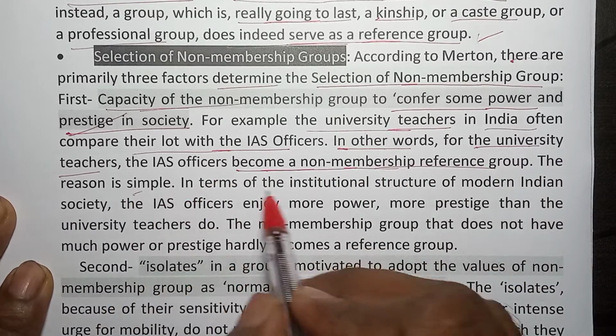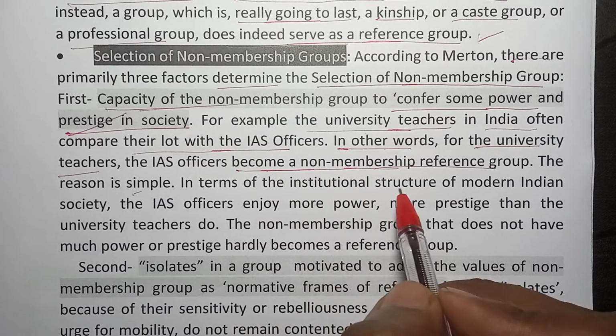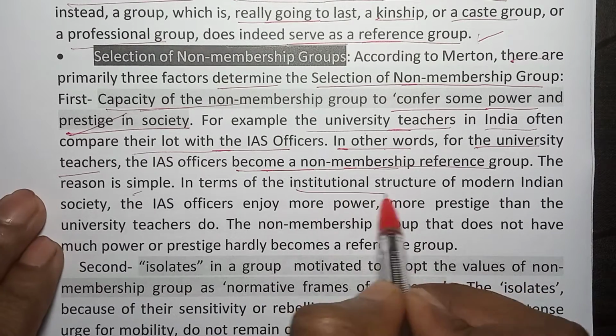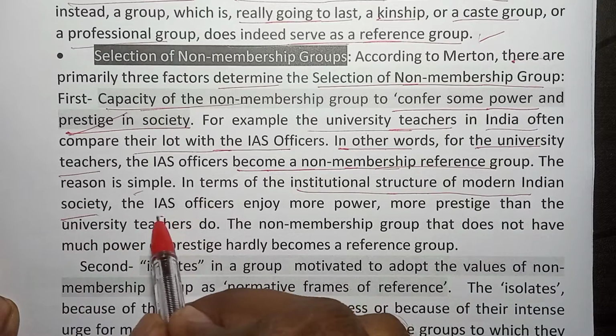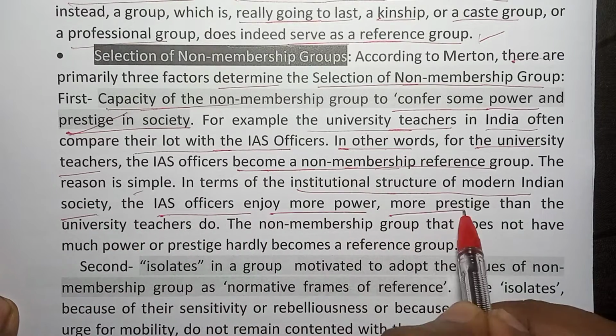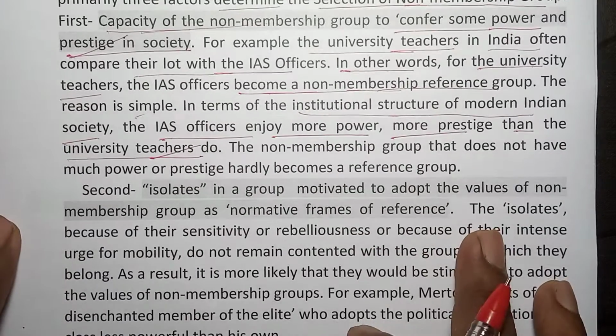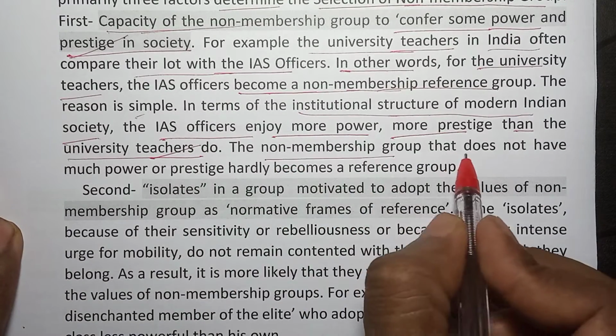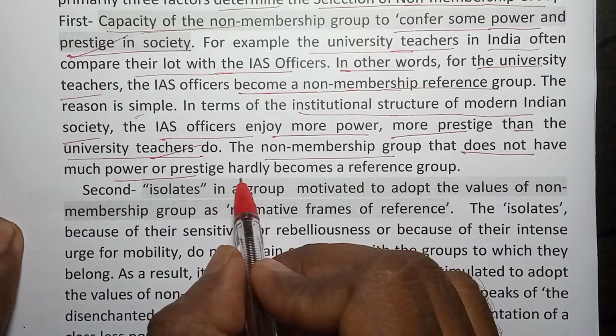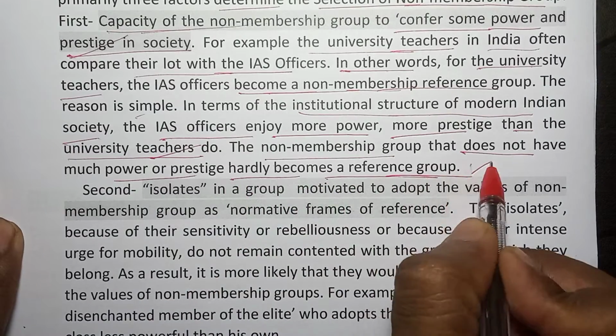The reason is simple. In terms of the institutional structure of modern Indian society, the IAS officers enjoy more power and more prestige than the university teachers do. A non-membership group that doesn't have much power or prestige hardly becomes a reference group.